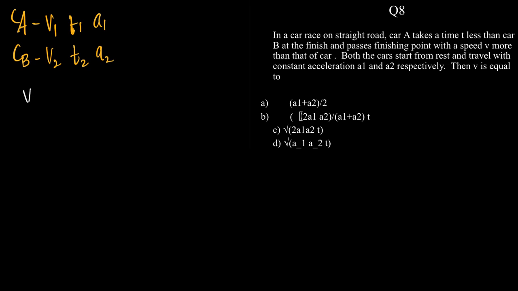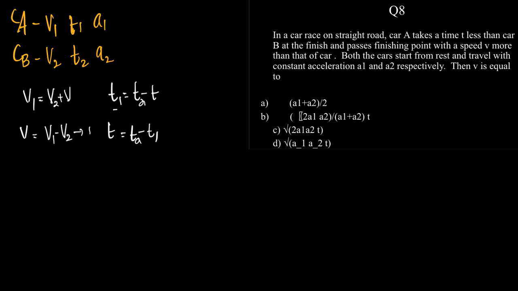According to the question, it is given that velocity of car A is v more than that of car B, right? And it is also given that time taken by car 1 is t less than time taken by car 2. I convert the first equation in terms of v. So v is equal to v1 minus v2. I convert the second equation in terms of t. So t is equal to t2 minus t1.